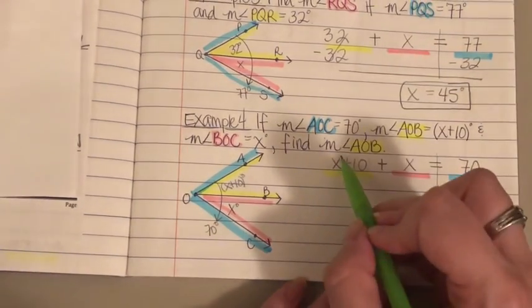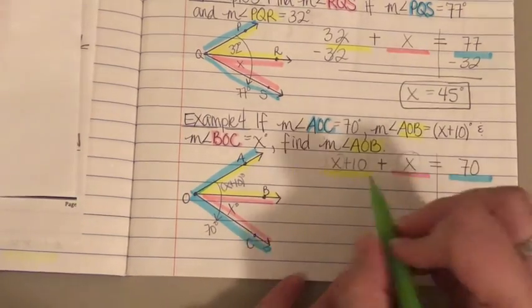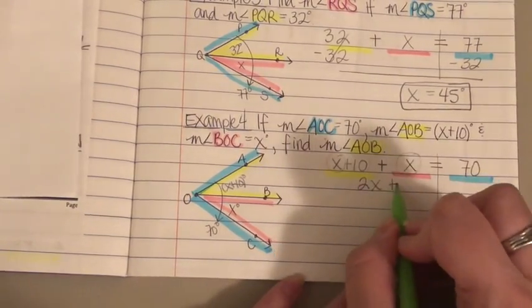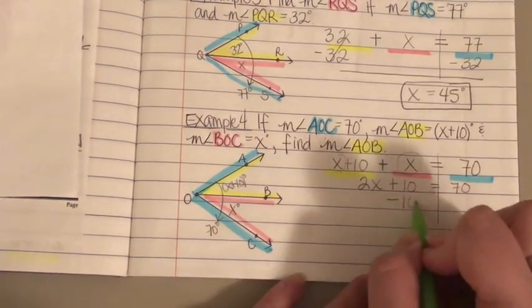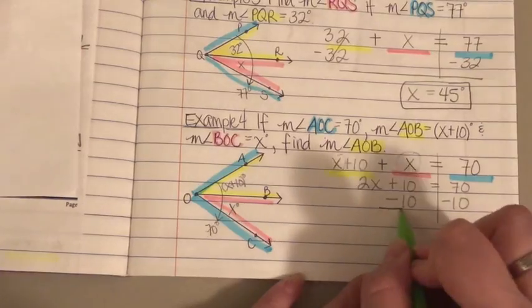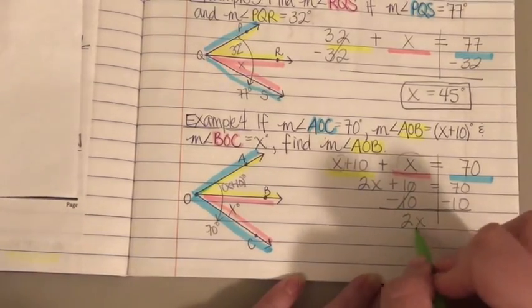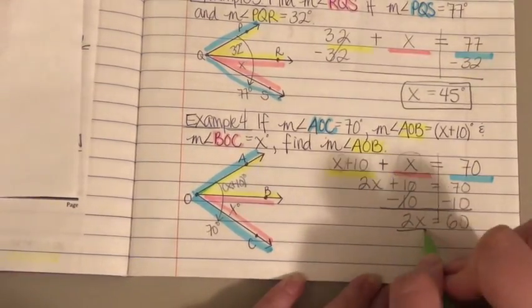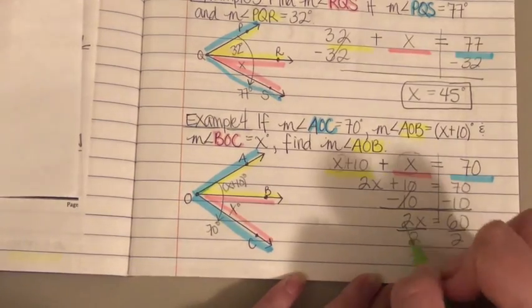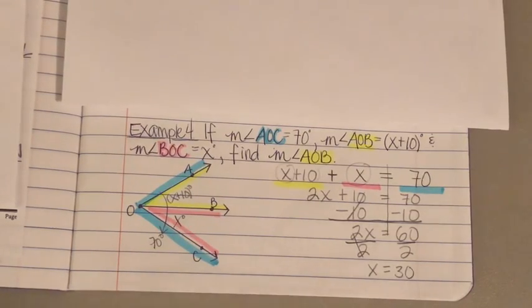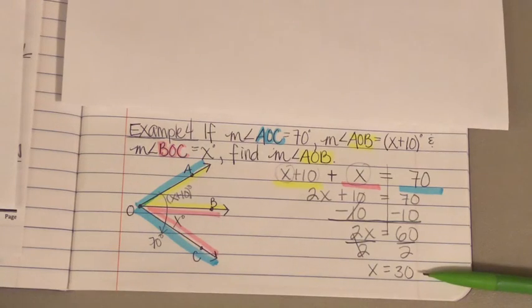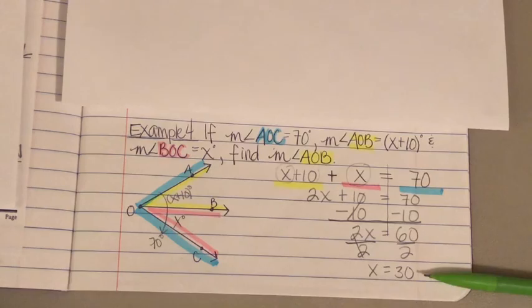So I'm going to combine together my x plus my x to get 2x plus 10 equals 70. I'm going to subtract my 10 from both sides, giving me 2x equals 60. I'm going to divide by 2, x equals 30. Okay, so remember, most of the time I'll ask you simply to solve for x, but the only other thing I could ask you to do is to go back and plug it in.